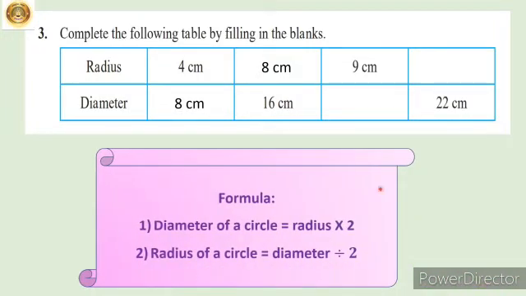and learn the formula. Diameter of a circle is equal to radius multiplied by 2. Radius of a circle is equal to diameter divided by 2. Students, write these formulas in your notebook and learn them.